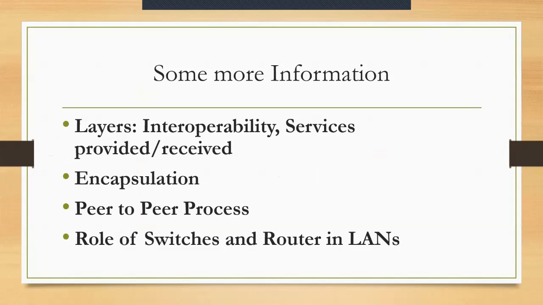We have seen that at the sender side, the data is given from the upper layer to the lower layer, whereas at the receiver side, the data is delivered from the lower layer to the upper layer. So we can conclude that there is communication amongst these layers. This is called interoperability between these layers. One more point is, we say that the upper layers receive the services from the lower layers, whereas lower layers provide the services to the upper layers.